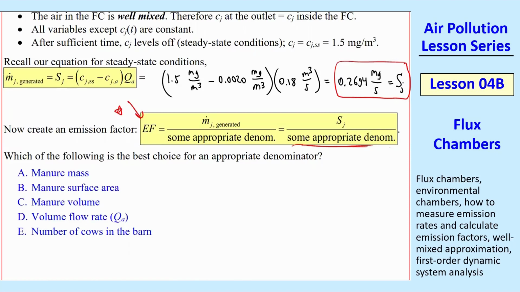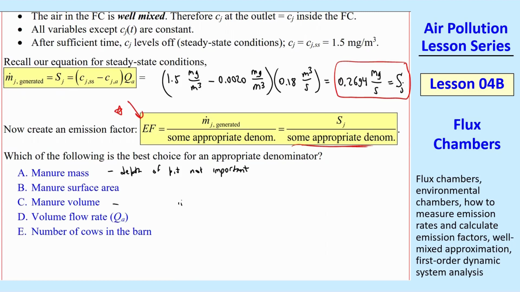So remember, we have this flux chamber sitting on top of an area of manure, so a 2 by 1 meter area of manure. And so is the manure mass appropriate, surface area, volume flow rate, or number of cows in the barn? All of these are possible choices, and I just want to talk about each of these. The first one, manure mass: the depth of the manure pit is not important in this calculation. It's important for the total amount of manure you have. But if you have a pit that's 10 feet deep versus a pit that's 2 feet deep, if this is fresh manure, it's going to be giving off the same amount of methane because it depends on the surface area, not on the depth or the mass or the volume.